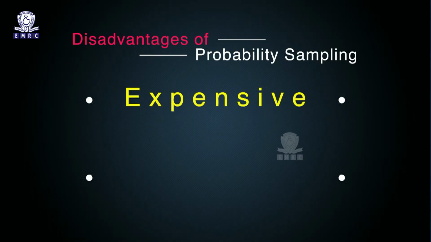After selecting the units from the population who are scattered in a large area, finding and gathering the information consumes a lot of time. It is expensive. As the units are scattered in a large area, gathering the information from them is a little bit expensive.